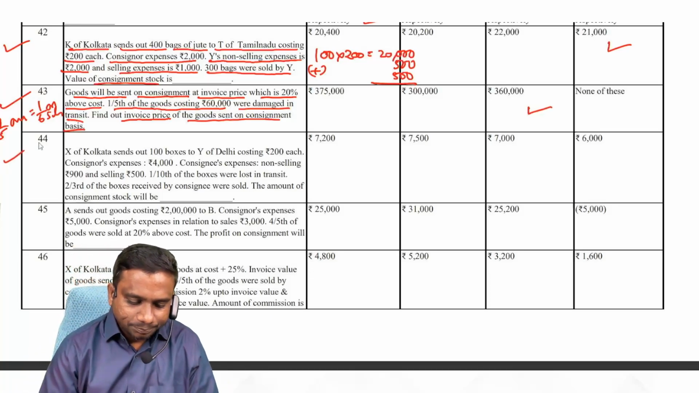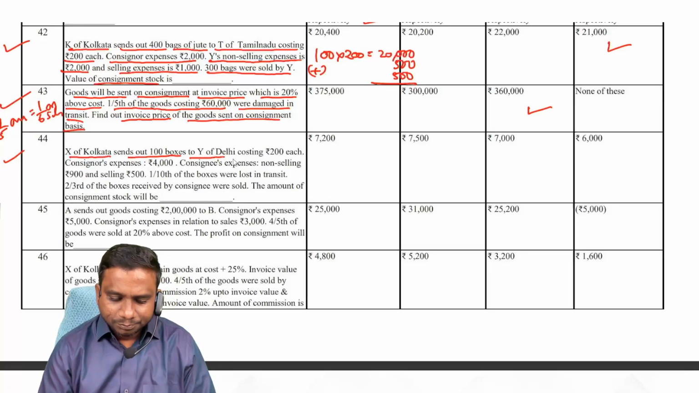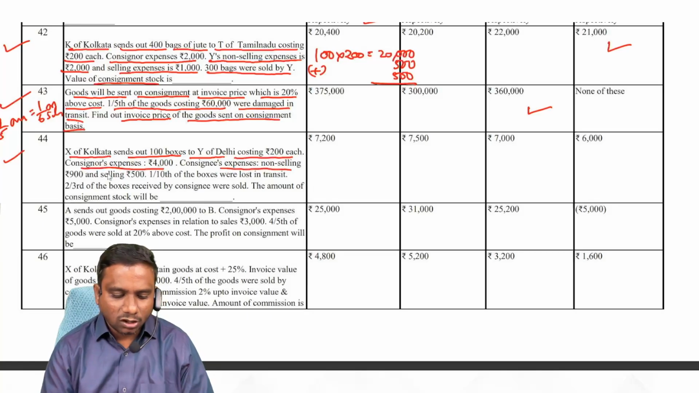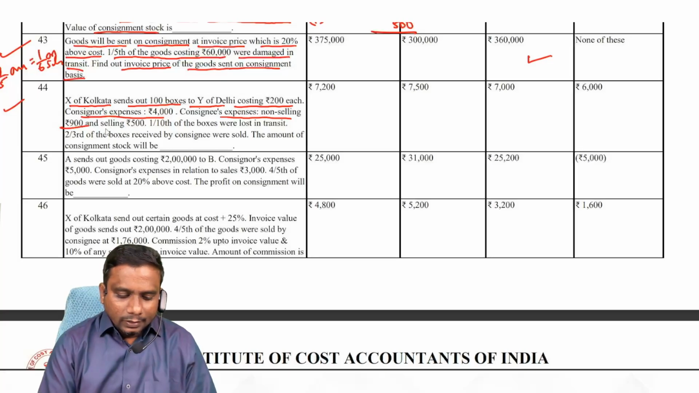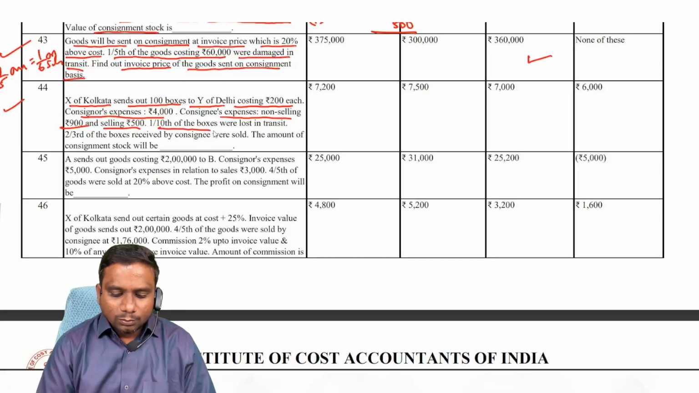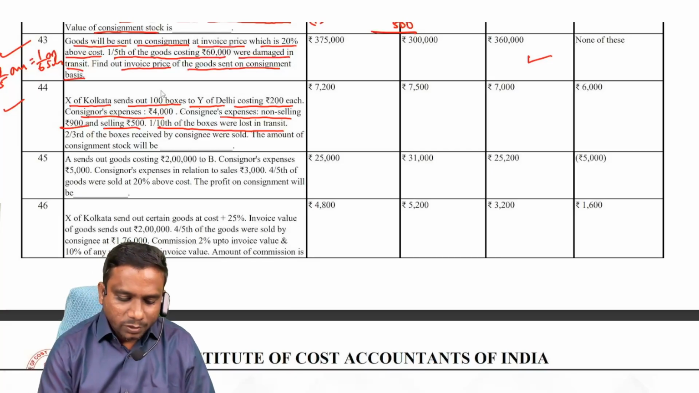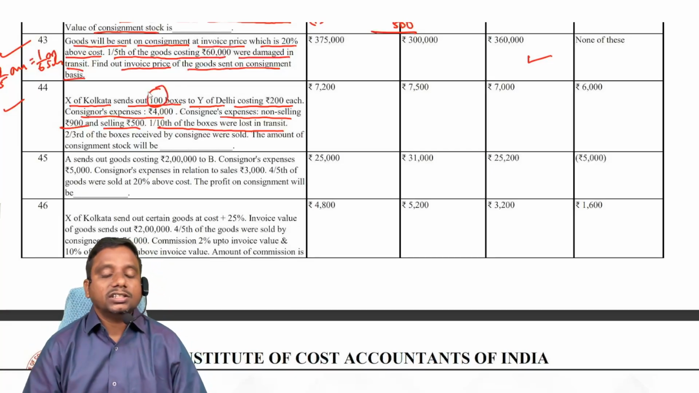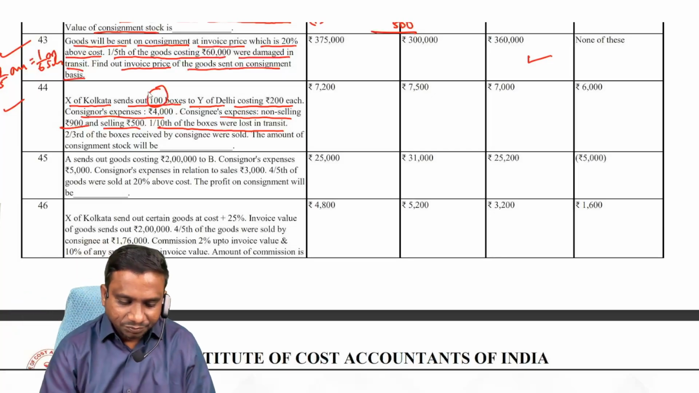Next one. 44. X of Kolkata sends out 100 boxes to Y of Delhi, cost 200. Consignor expenses 4,000. Consignee expenses non-selling, non-selling means non-recurring expenses, and selling 500. 1/10 of the boxes were lost in transit. So how many boxes? 10 boxes lost in transit. How many boxes received by consignee? 90 boxes. 2/3 of the boxes received by consignee were sold.